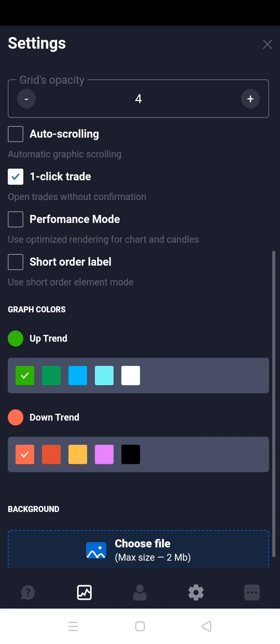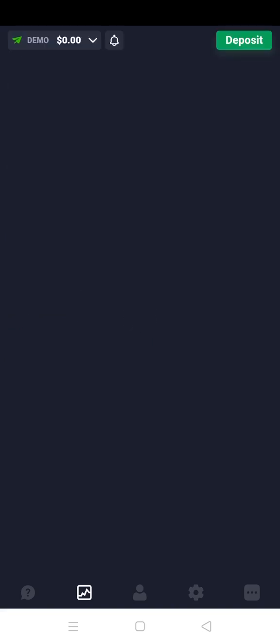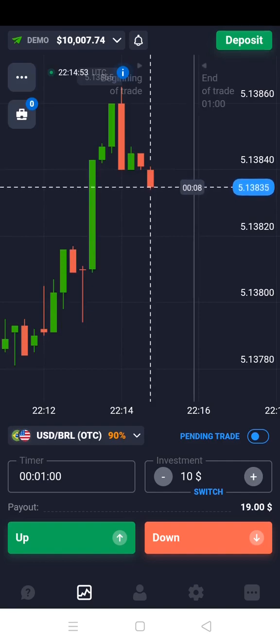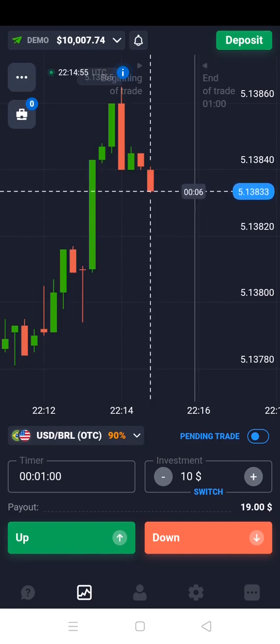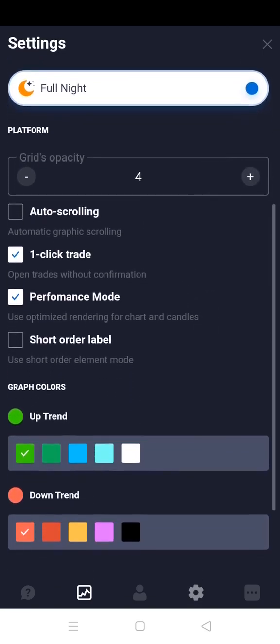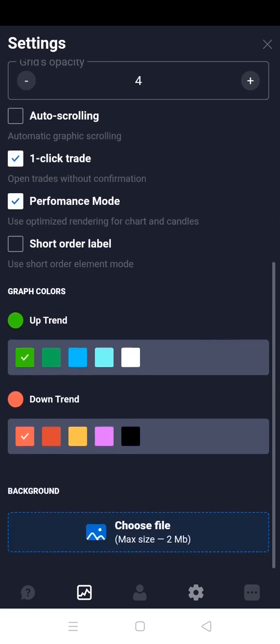I don't know what this does because I've selected it before, but I didn't see any serious difference in my charts. Maybe once I find out, I will still inform you guys about it. But I've tried it, I don't know what it does. Short order label, I don't know what that is.